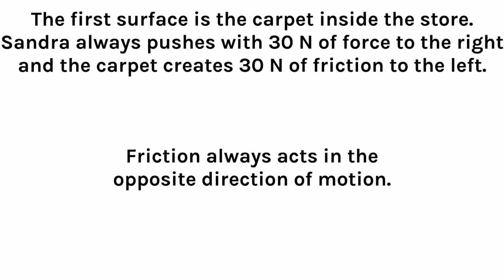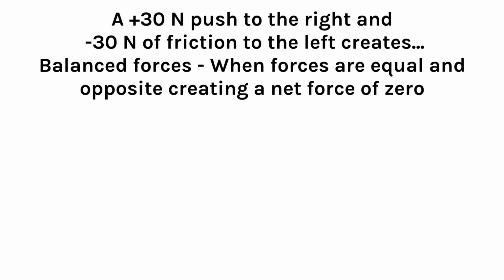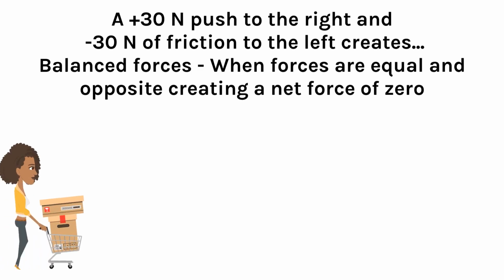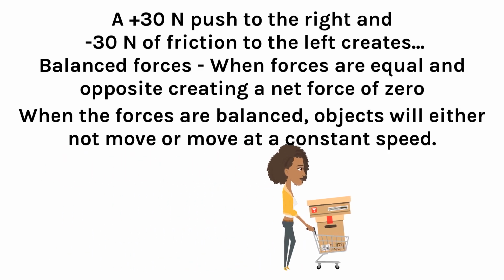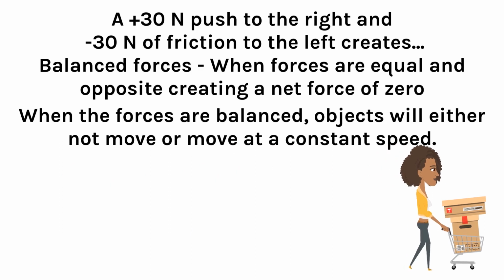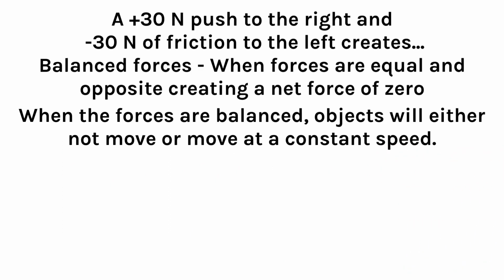Friction always acts in the opposite direction of motion. A plus 30 newton push to the right and a negative 30 newton of friction to the left creates balanced forces, when forces are equal and opposite, creating a net force of 0. When the forces are balanced, objects will either not move or move at a constant speed.